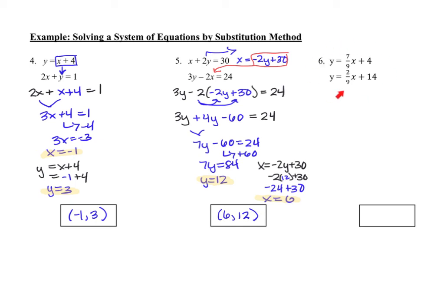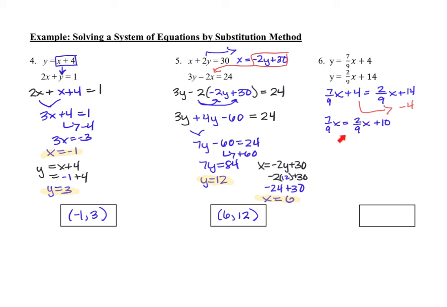In this last one, we have some fractions, but I don't want you to get discouraged because we can get rid of those very easily. So they both say y equals, and when that happens, we can simply set them equal to each other. So 7/9 x plus 4 is equal to 2/9 x plus 14. I can combine my constants, so I'm going to subtract this 4 over, and that will give me 7/9 x is equal to 2/9 x plus 10.